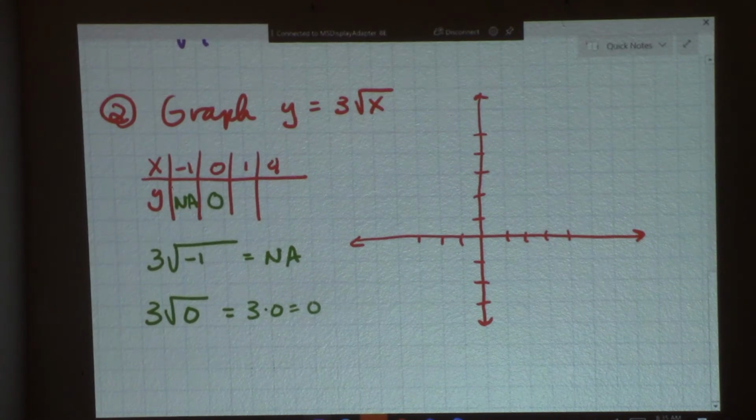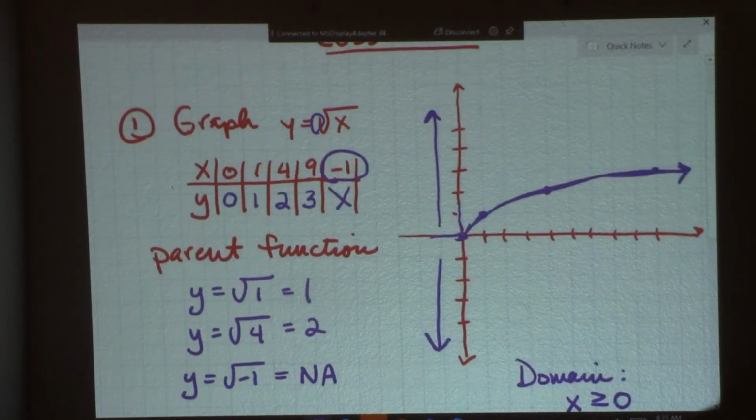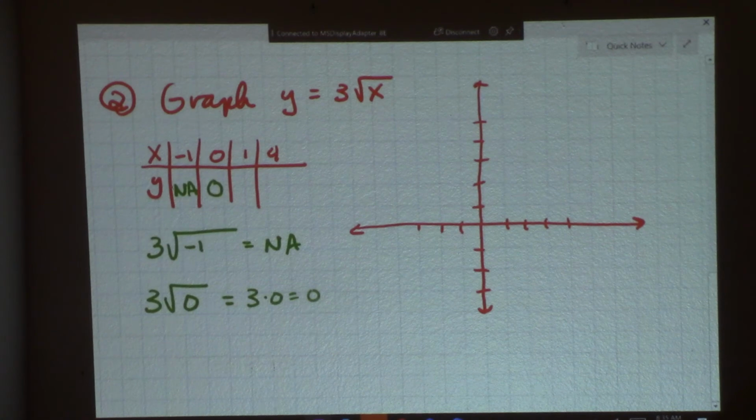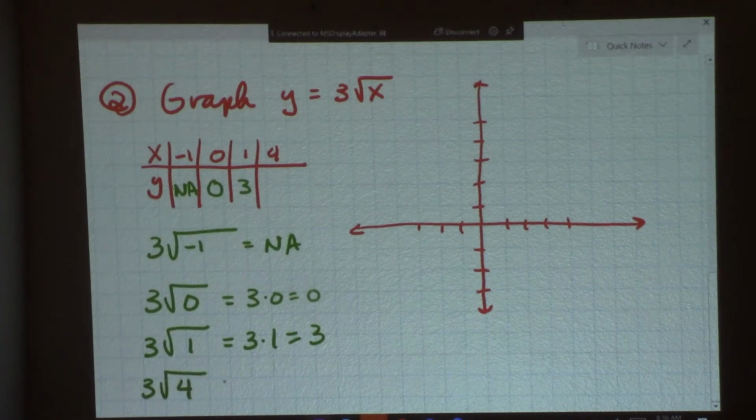Okay, so basically what I'm doing is taking all of the numbers up here in my first table and I am multiplying them by 3 every time. So, back down here, the square root of 1 is 1, so 3 times 1 is 3. Do you see how we're doing that? And the square root of 4 is 2. So I've got 3 times 2, which is 6. Again, the reason why I picked these numbers, 0, 1, and 4, is because they're perfect squares and they're easy to graph.